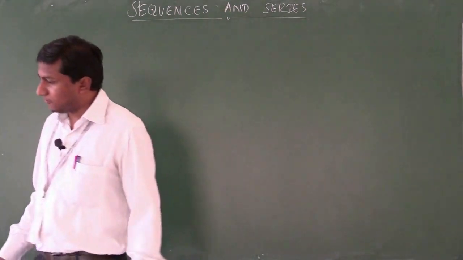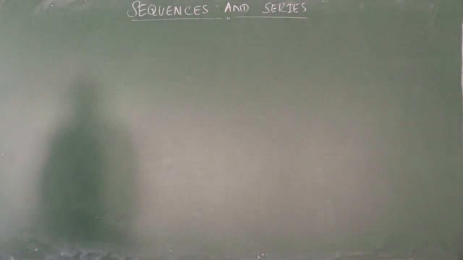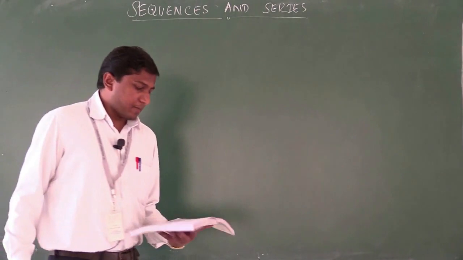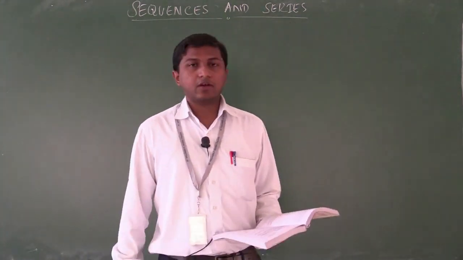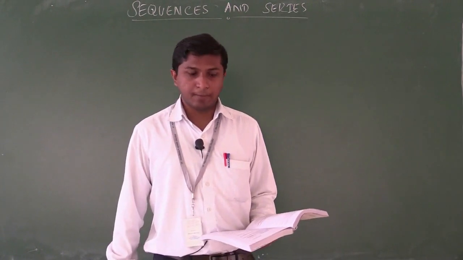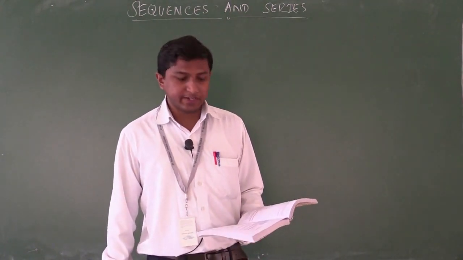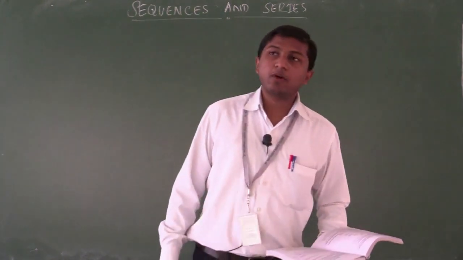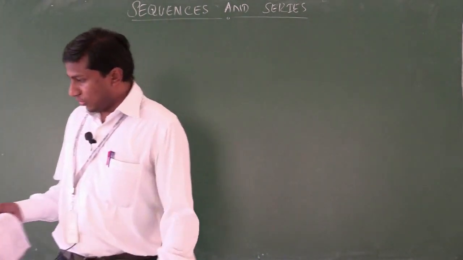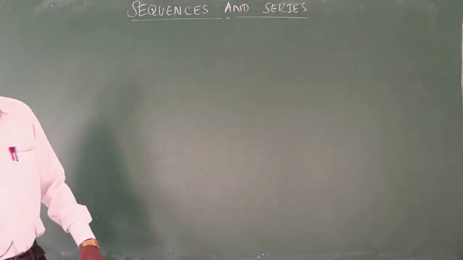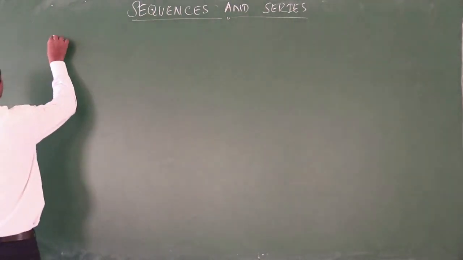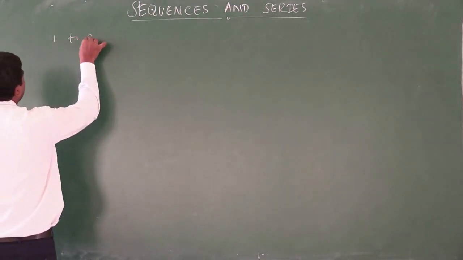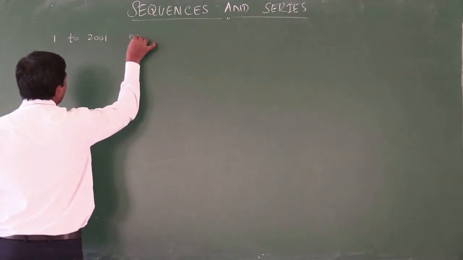Write down the problem. Find the sum of odd integers from 1 to 2001.